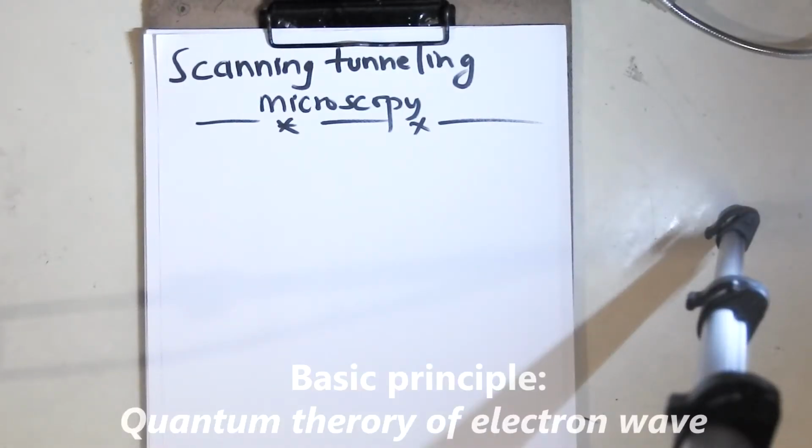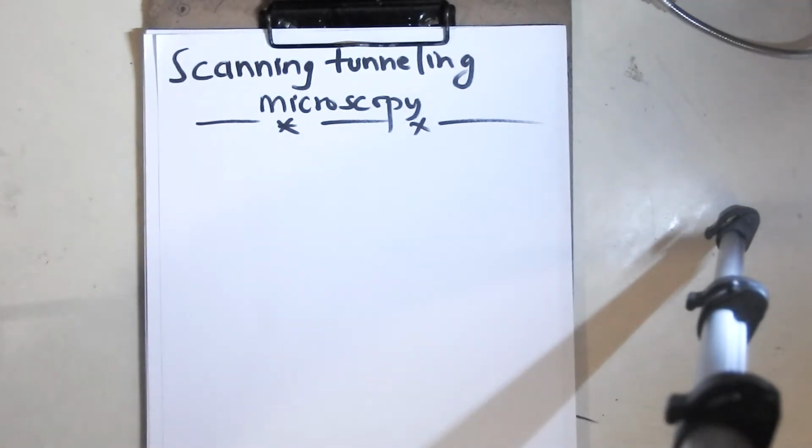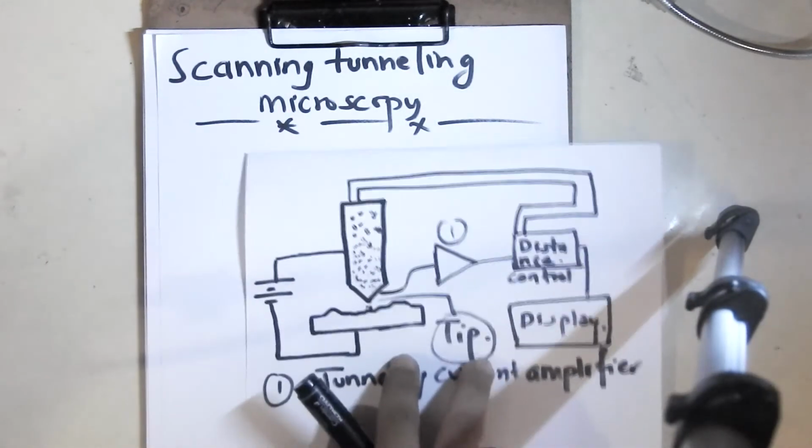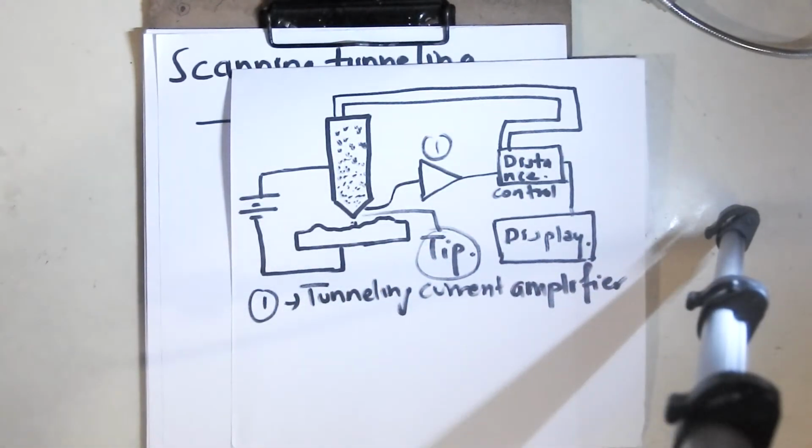So today we're going to discuss scanning tunneling microscopy. Scanning tunneling microscopy is a method, and the scanning tunneling microscope is a device that obtains images of atoms on the surface of a material. Here's the basic layout of scanning tunneling microscopy, and we have these components.